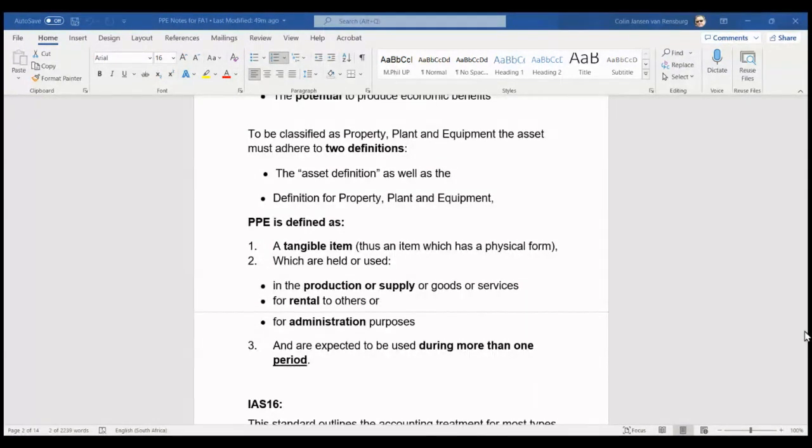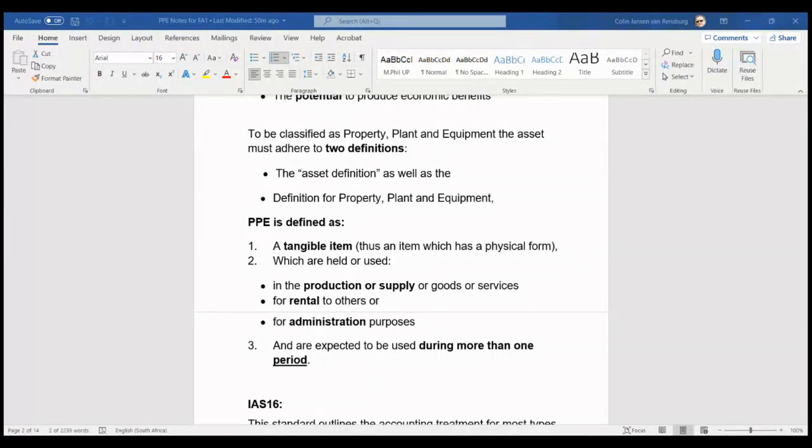Then, ladies and gentlemen, it must be used for one of three purposes. It doesn't need to be all three, as long as it is one of them. Let's look at them. In the production or supply of goods. Let's maybe stop there. If that particular property, plant and equipment is used in the production or supply of goods, give me an example or two of what that could relate to, please. If you can type that for us, please. You've mentioned some of that already. I can actually see it there on the chat box, but I just want to see whether we are on the same page with this.